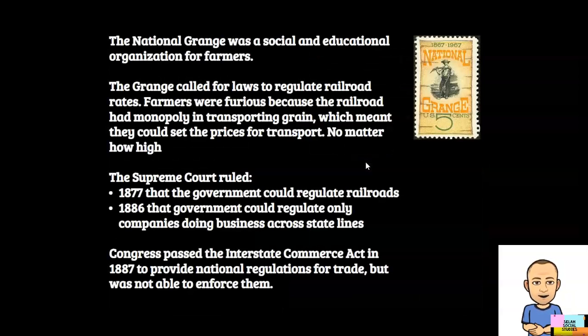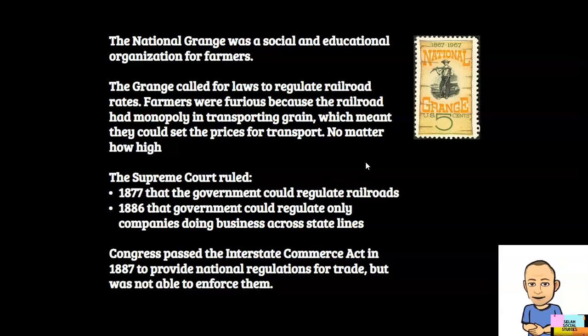So farmers formed associations to protect their interests. Associations like the National Grange of the Patrons of Husbandry was a social and educational organization for farmers. The Grange called for laws to regulate railroad rates. During the late 1880s, the railroad was the only available option for farmers to transport their grains to the east or west coast. Unfortunately for the farmers, the railroad had a monopoly in transporting the grain, and the railroad system could set the prices on transporting grain no matter how high.